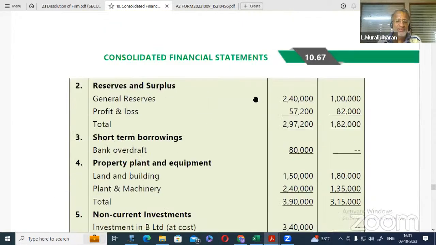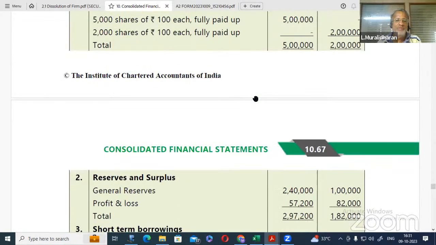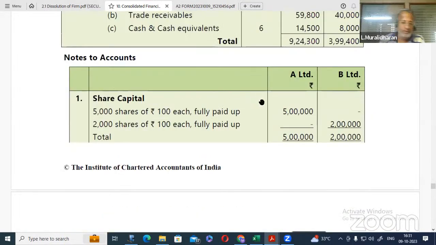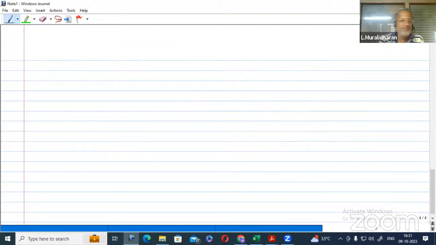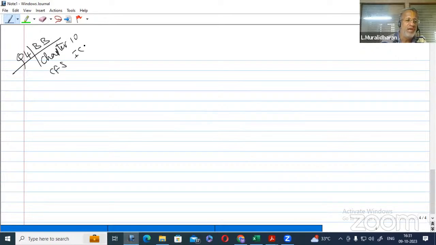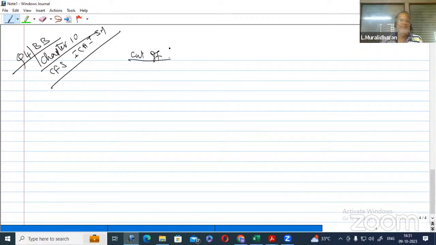So now let us understand how we can crack it. What are the steps that we are expected to take up? So it is question number 4, book back of chapter number 10, CFS, ICAI study material. Okay, so this is what we have. Now, the first step is that we take up cutoff. So what do you mean by cutoff? We would like to know the date of acquisition.